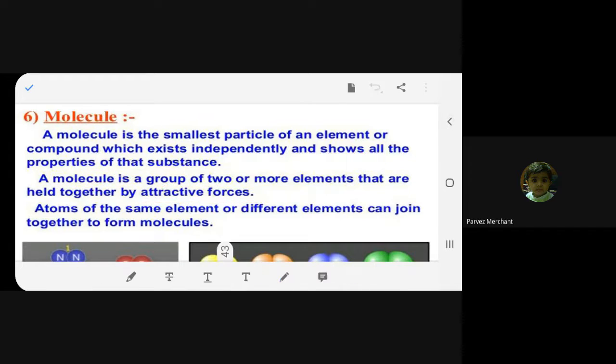Now, let's see about the atom. Atoms could be the same, or they could be of different elements. What do they do? They join together to form molecules. It's clear? Yes, ma'am. That's it. It's made into a different format. Like molecule is different, atom is different. They change the words. Yes, they have changed the words. This is what I wanted to teach you. Even the answers that I give you, you can play with the words, but the meaning should be the same. That is what I'm trying to get at.